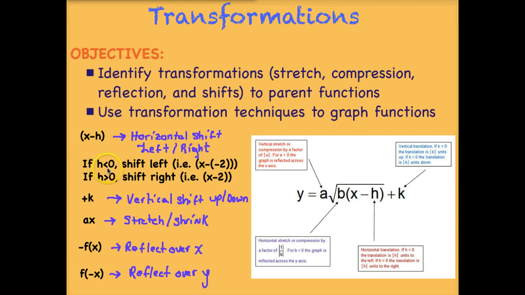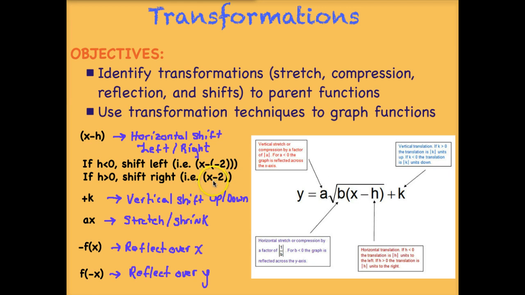Well, if our h value is less than 0, for example, x minus a negative 2, which you may also then see as x plus 2, we'll know we'll shift left. If our h value is greater than 0, in other words, it's x minus a positive 2, then we are shifting to the right. So it's a little counterintuitive. When you're looking at something like x minus 2, you might be thinking, oh, that needs to go left, but remember, this is actually x minus a positive 2.